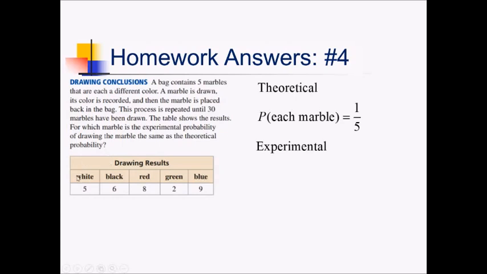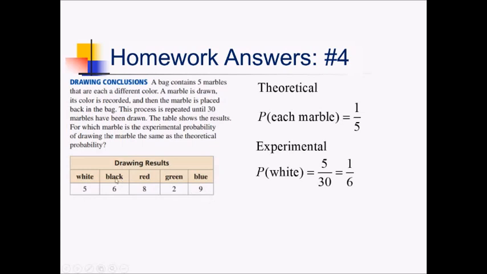So let's just go in order. Let's do white first, probability of white. So that's going to be something over 30 because there were 30 trials. Now, how many actually came back white? That was 5. And we can reduce that to 1 over 6, which does not match the theoretical probability. So we're going to keep doing this, and I'm actually going to do it for the other 4 marbles just to show you what they all come out to.